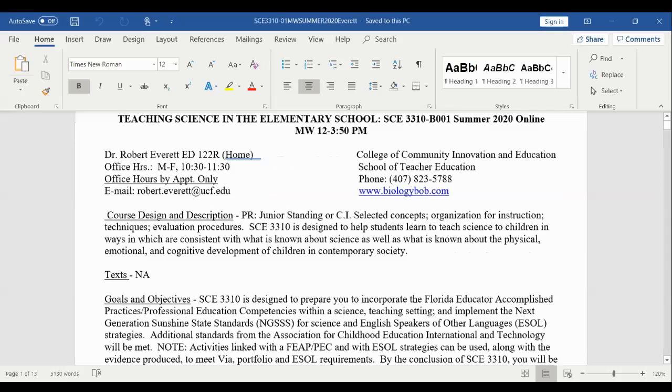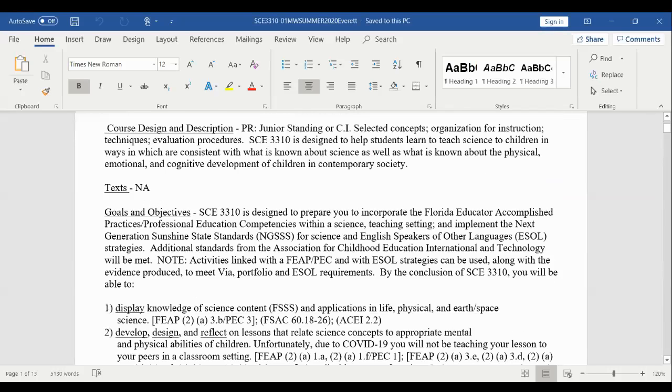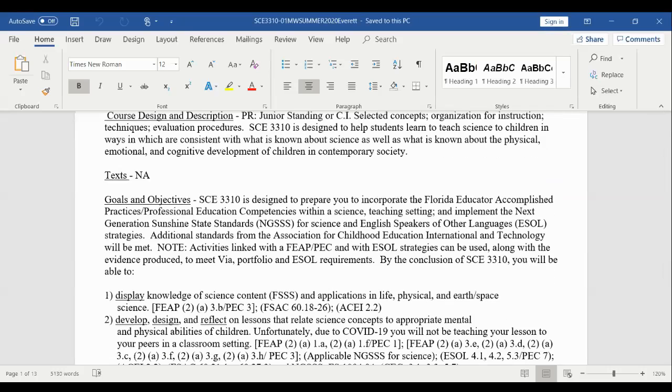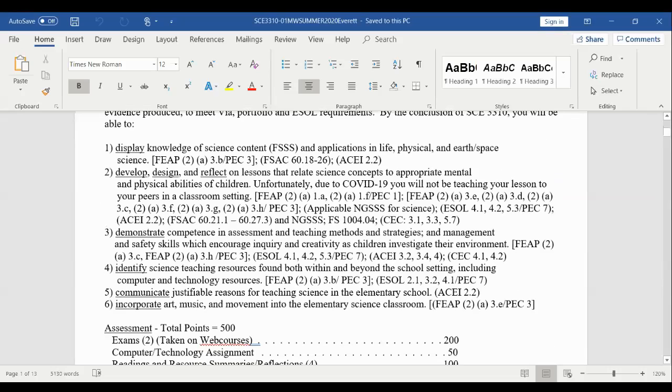So this course is designed to help you teach science to children. There's no textbook. Goals and objectives: the ESOL and the ESC and the Childhood Education International Technology, all these standards are infused within the class, and all these numbers and stuff are required to be there. I know it makes it look kind of all jumbled up, but they're just there, okay? Don't worry about them. They're infused.